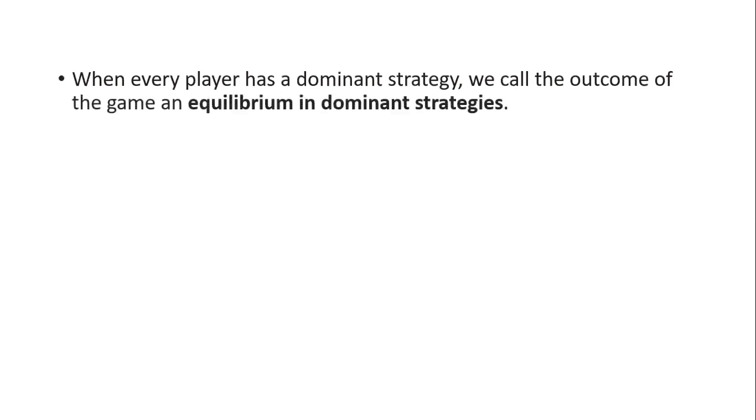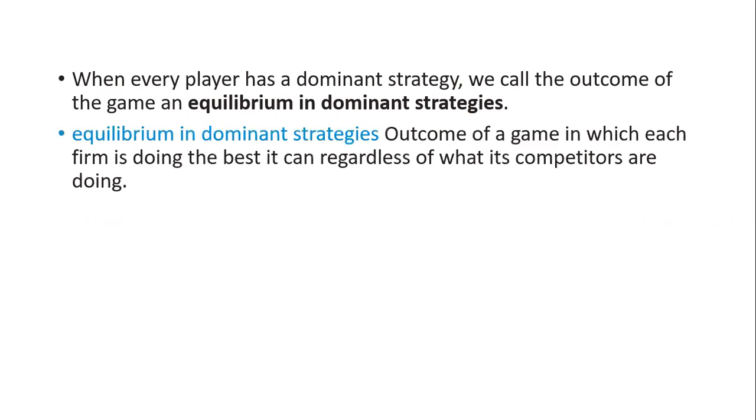Now we can see that in some games we can find a dominant strategy for each player. In some games we can find a dominant strategy for one of the players. And in some games we are unable to find a dominant strategy for any player in the game. If each and every player in the game has a dominant strategy, then we call the outcome of the game an equilibrium in dominant strategies. However, as we saw, this is not possible in each and every game.